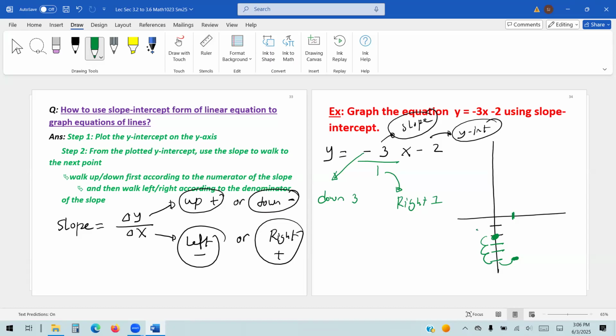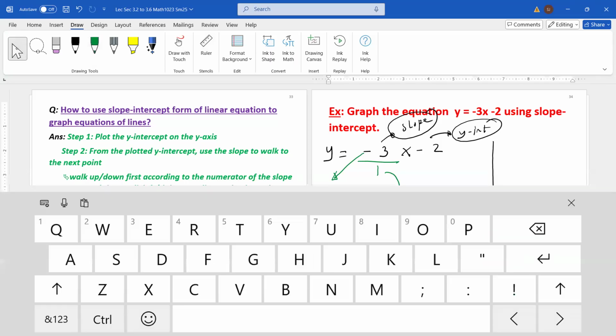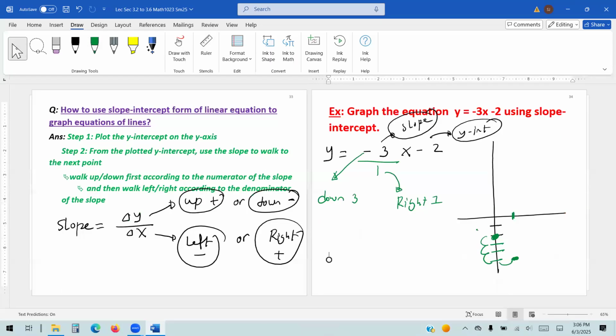It doesn't work. Come on. I don't know. Why is it not working today? Okay, so just connect them. This is the line we have.